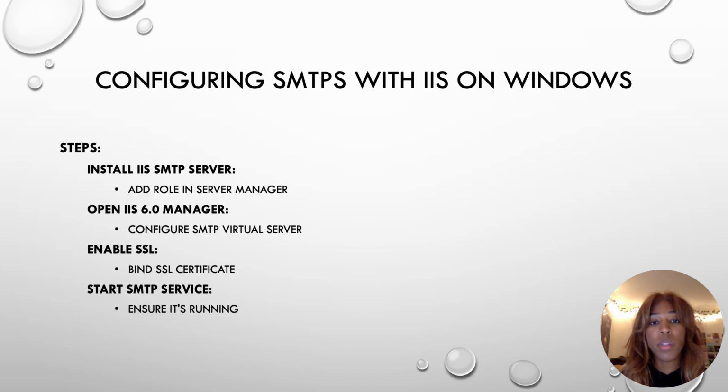Configuring SMTPS with IIS on Windows. So here are the steps to this. You would install IIS on the server, you would open it and configure, and then enable the SSL certificate and ensure that it is running.